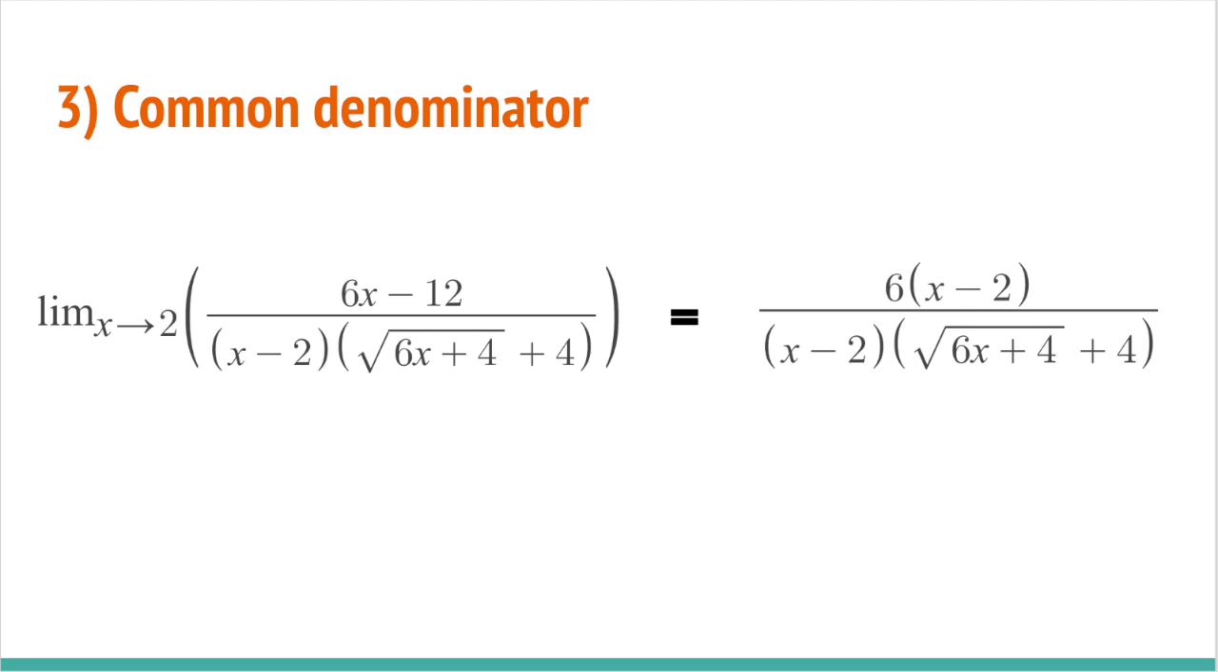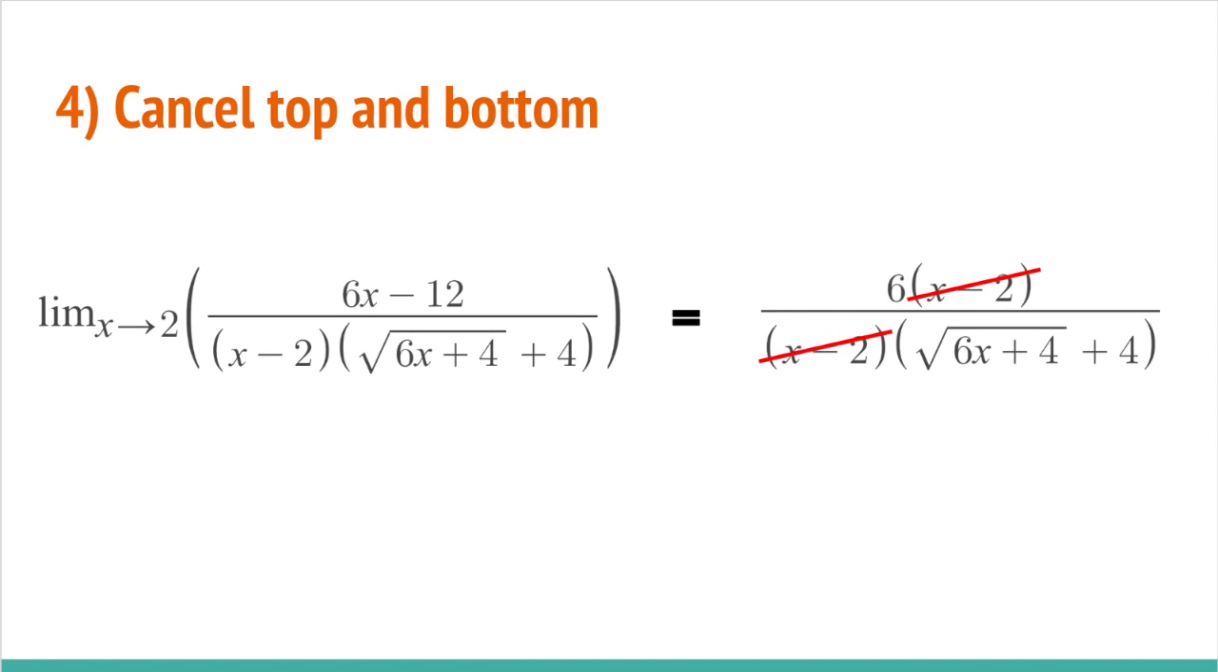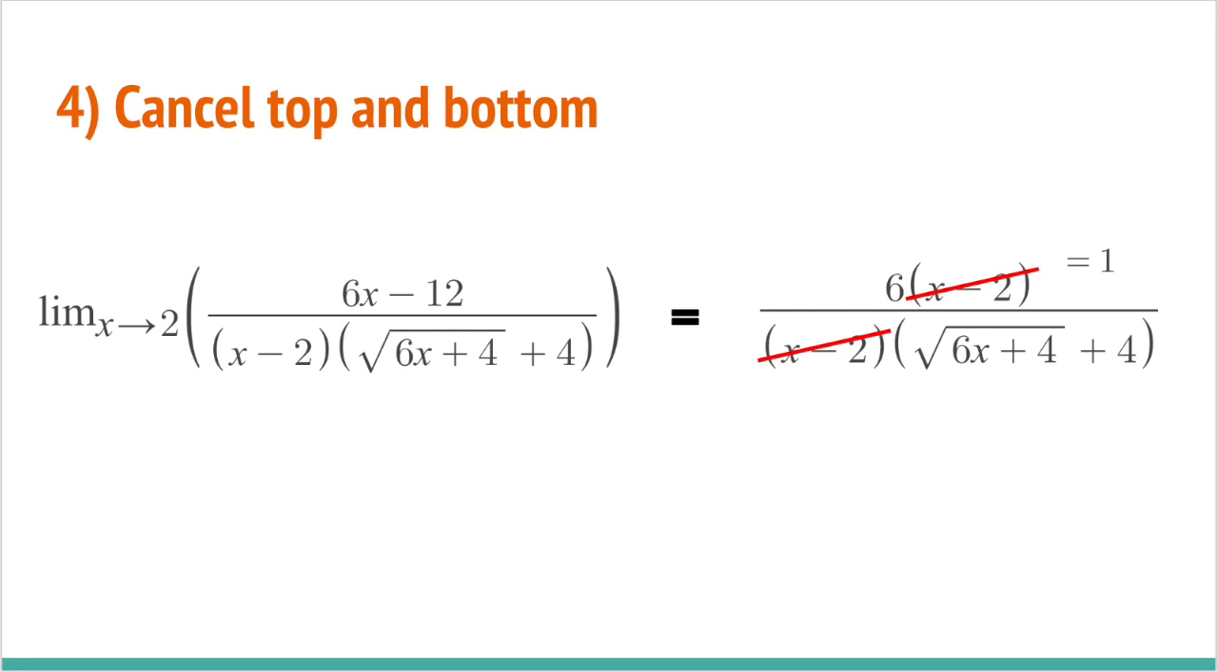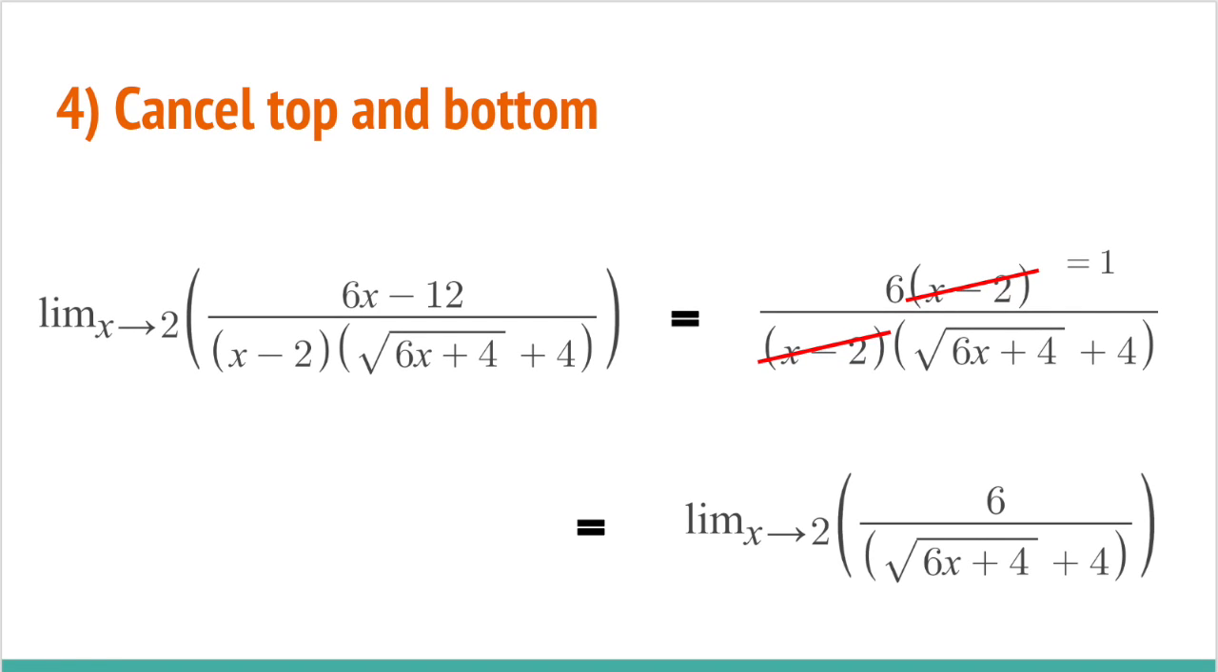Notice that now we have the same equation on the top and on the bottom. We continue simplifying by canceling these equations. When we cancel an equation like this, the quotient is equal to 1. Now we have the limit as x approaches 2 of 6 over the square root of 6x plus 4 plus 4.